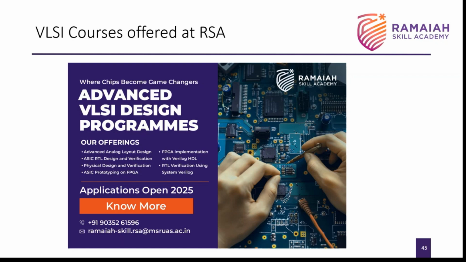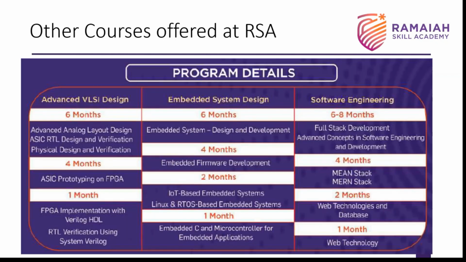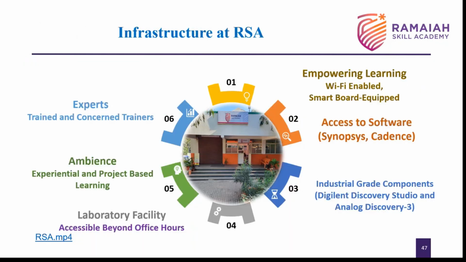Okay, and apart from VLSI, we also offer embedded and software engineering courses also. As you can see, we have different duration courses, 6 months, 4 months, 2 months, and 1 month courses in embedded and software engineering. If you visit our website, you can go through all this indicative content of each and every course. Okay, you can see which is relevant to you and you can reach out to us if you're interested in anything. Okay, so at RSA, this is what we offer.